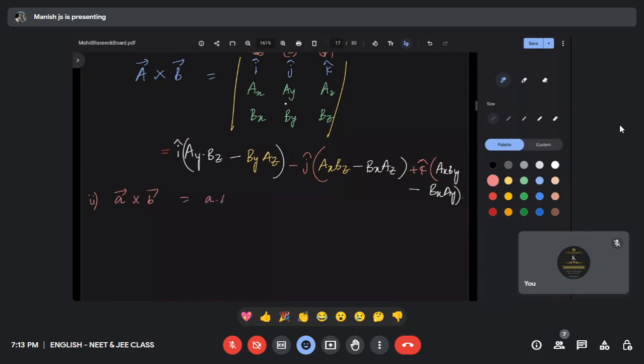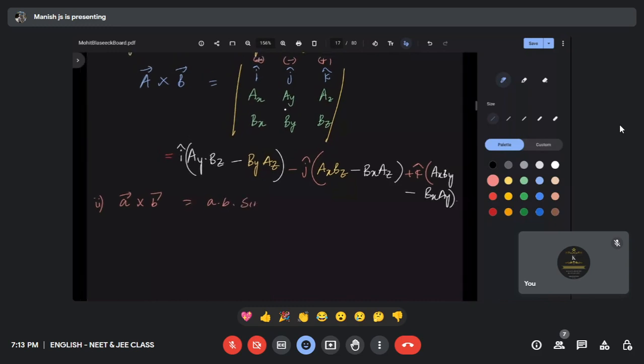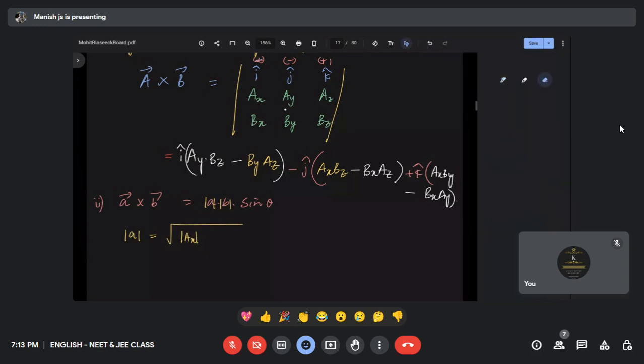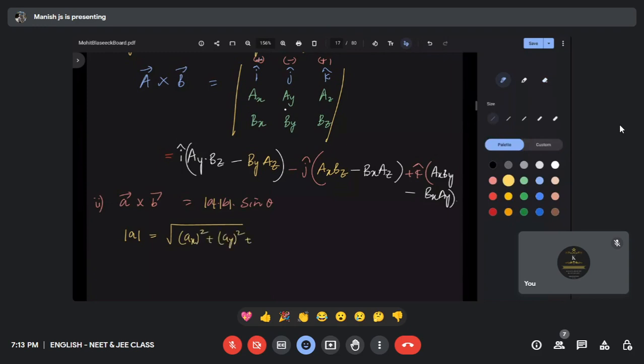vector A times vector B into sine theta. So AB sine theta. Now it's very important to note that this A and B are nothing but the magnitudes of vector A and vector B. Now, how do I write down the magnitude? So again, vector A can be written as square root of ax square plus ay square plus az square.